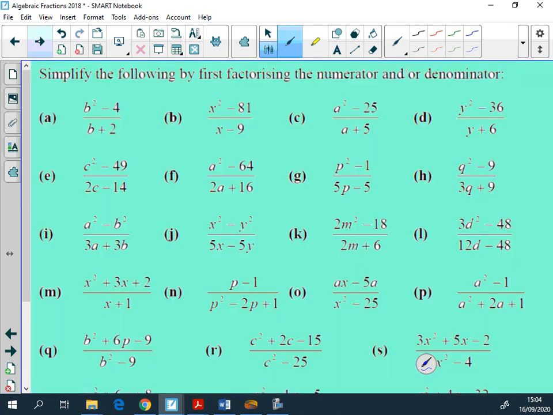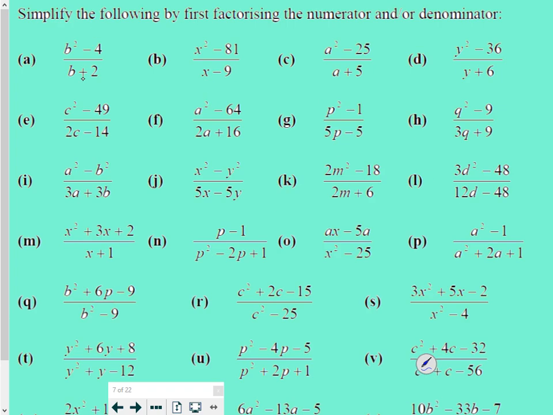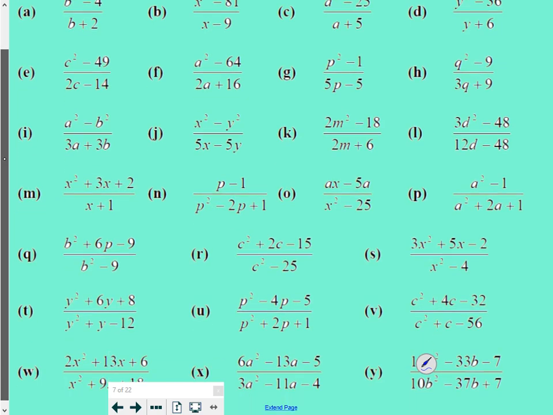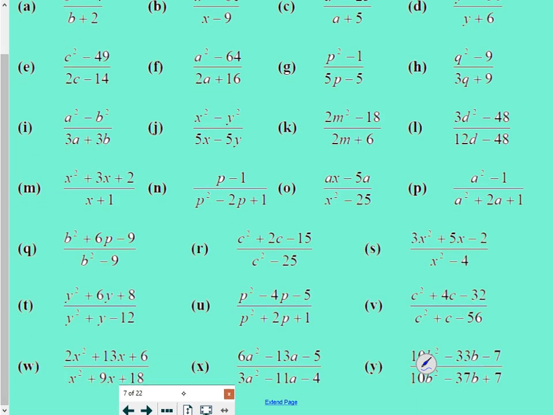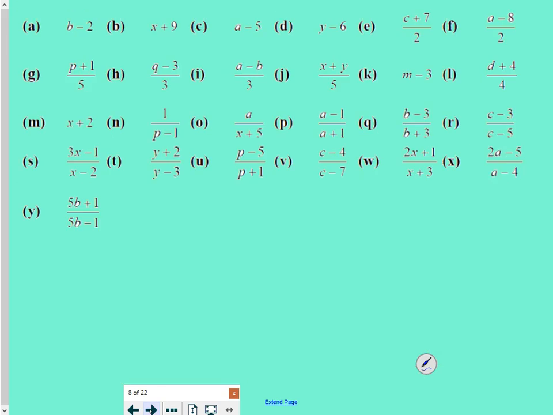Some questions for you to try. And I'll scroll down so you can try the ones from the bottom. And then once you've done those, it's always important that you are marking your answers to check your understanding.